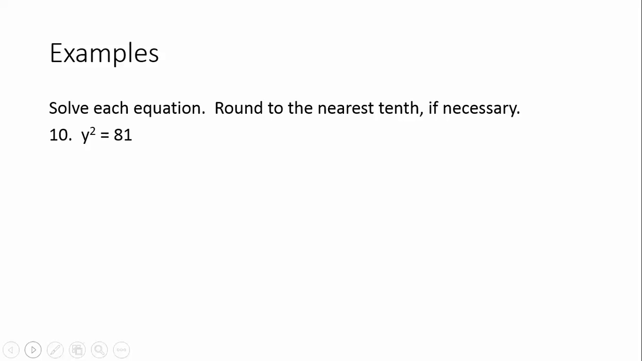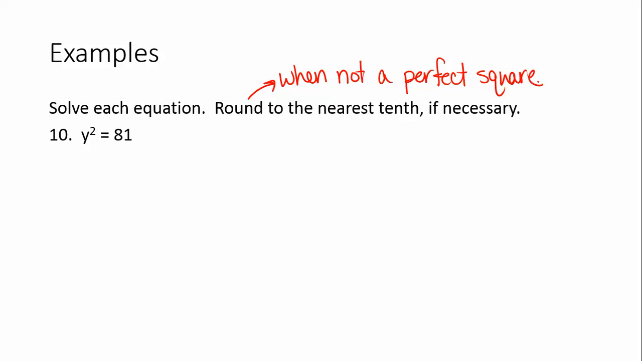So I want you to solve each equation and round to the nearest tenth. We'll be rounding when the number is not a perfect square. So for number 10, y squared equals 81. Again, we want to square root both sides because the square root cancels the square. And we get y equals, and our answers will always be plus or minus. So get in the habit of writing that. But the square root of 81 is 9. So we have two answers here, positive 9 and negative 9. But we can write it plus or minus, so it saves us a little time.